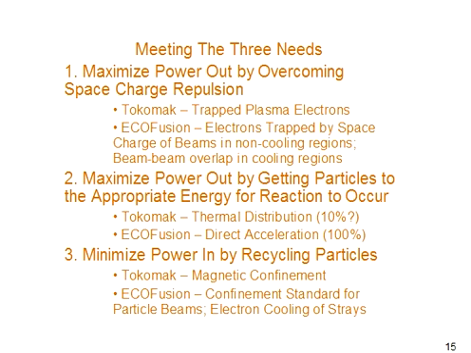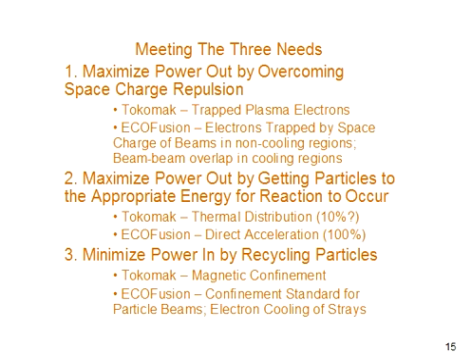Secondly, we needed to maximize the power output by getting the particles to the appropriate energy for the reaction to occur. The tokamak relies on heating the plasma, resulting in a thermal distribution of particle velocities. This may get as much as 10% of the particles to the right energy. In the ECOFusion device, we rely on direct acceleration of the particles, which gets 100% of the particles to the desired energy for fusion. The third need was to minimize the power in by recycling the particles.